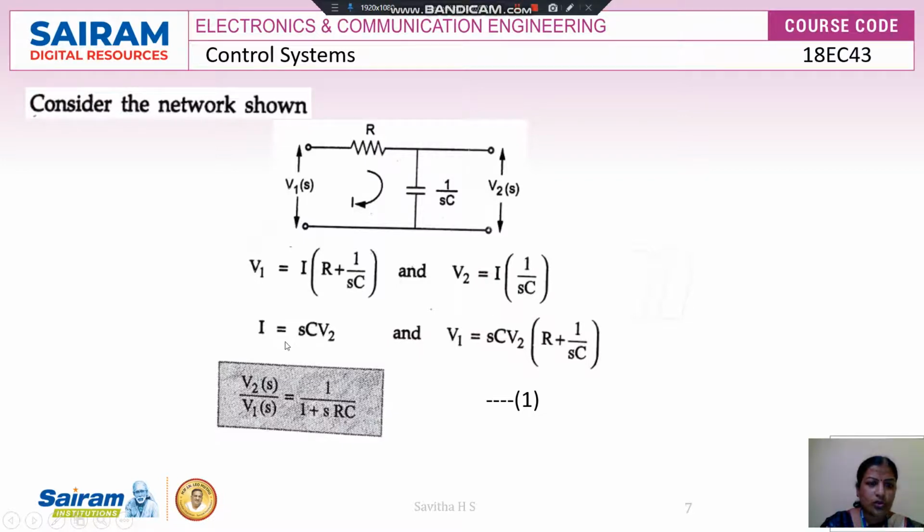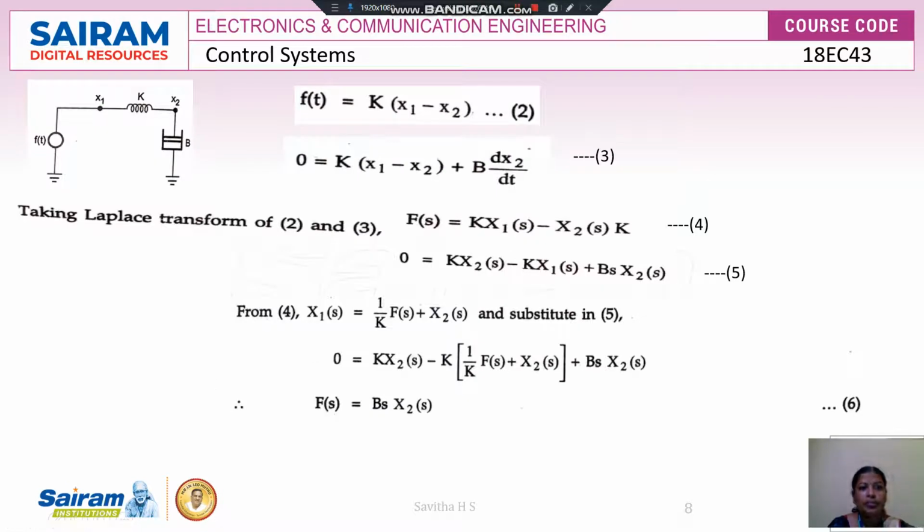So now I is equal to SC into V2, and V1 is equal to SC V2 into R plus 1 by SC. So now I can write V2 of S by V1 of S, and take the LCM. Here SC will get cancelled, remaining term will be 1 by 1 plus S into RC. So I am calling this expression 1.